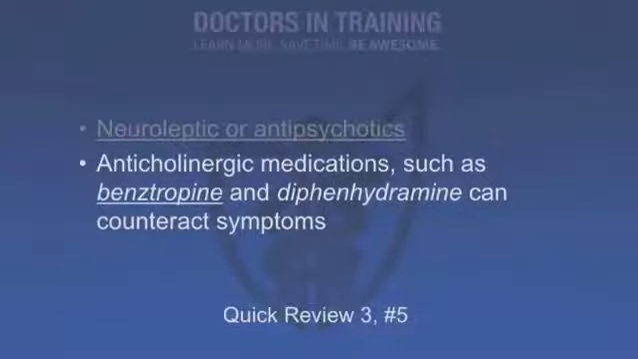So what do we use to help counteract some of this? Well, we're thinking that the reason behind the extrapyramidal side effects of some of these antipsychotic medications is sort of an upregulation of cholinergic activity in the brain. So what do we use to help counteract that? Anticholinergic medication. You can use benztropine, which is a commonly used medication in combination with our antipsychotics, or you can even use over-the-counter diphenhydramine or Benadryl, and that can help counteract these symptoms.